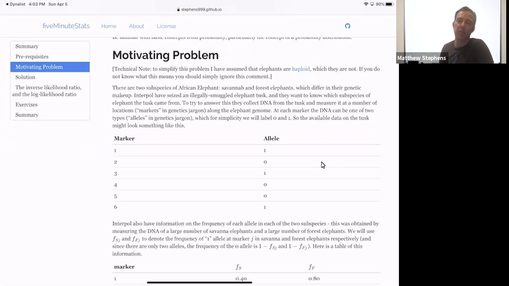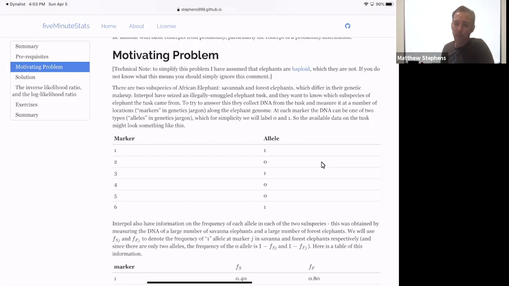Let's just imagine we've got this DNA. We want to say, did it come from a forest elephant or a savanna elephant? And the forest elephants and the savanna elephants look slightly different from one another genetically. In fact, they look slightly different from one another phenotypically. So if you know your elephants, you may be able to tell them apart just by looking at them. But we don't have the elephant in front of us, we just have its DNA.